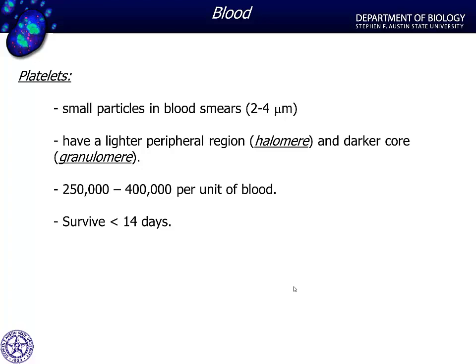Now, once again, we're going to have different regions, an inner region and an outer region. And in this one, the lighter region is going to be on the periphery, we call the halomere. And we're going to have a dark core, and that's called the granulomere. And these are going to contain a lot of materials that we're going to use in the formation of a platelet plug. Now, we may have upwards of 500,000 platelets per unit of blood, down to 250,000. And these are not going to be very long-lived, as you can imagine, these little packets. Somewhere in the neighborhood of 12 to 14 days will be the lifespan of an average platelet.